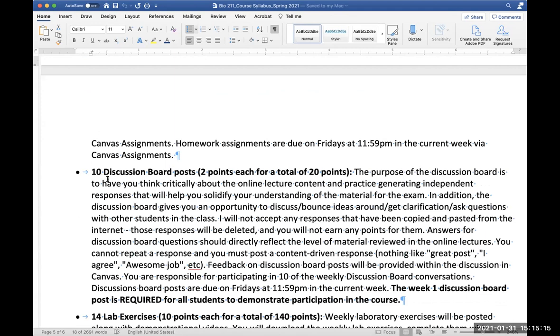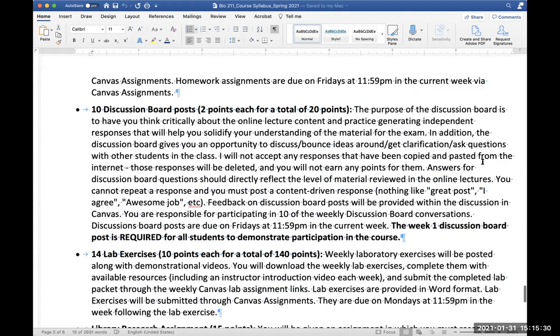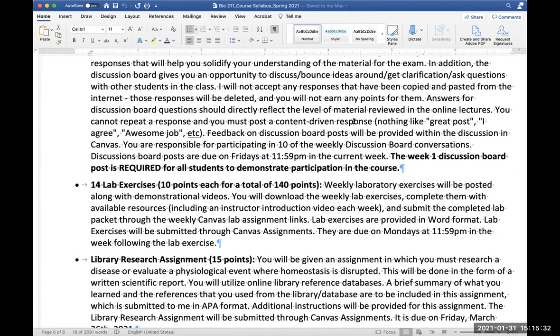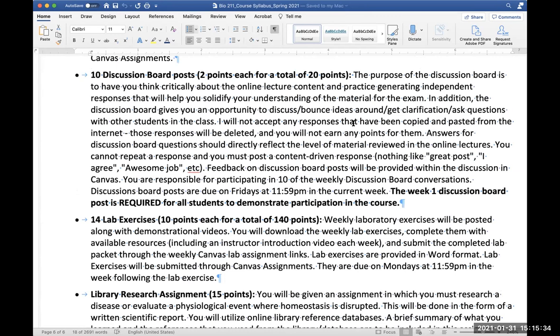The top 10 discussion board posts will be counted towards your grade at 2 points each. You will have more than 10. So it's not possible to make these up, but you'll be able to drop the lowest one at the end of the semester. These are opportunities for you to interact with your peers and with me. So these are really important opportunities, these discussion board posts, because you actually get to interact with your fellow classmates.